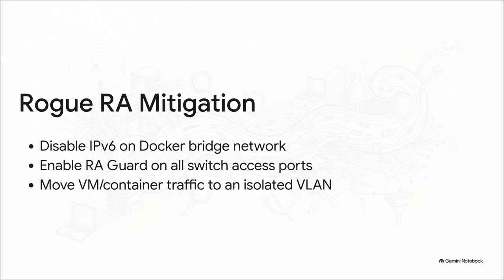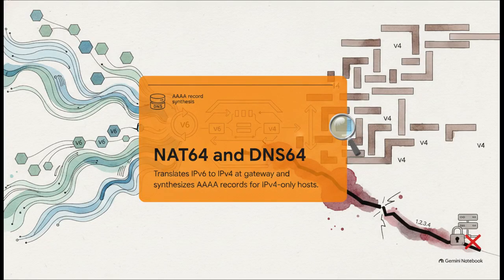Now, you might also find yourself in an IPv6-only environment that relies on transition mechanisms like NAT64 and DNS64 to communicate with legacy IPv4 servers. And honestly, these are brilliant pieces of engineering. DNS64 basically intercepts a request and synthesizes a fake IPv6 address for the old IPv4 server, while NAT64 handles the actual translation right at the gateway.